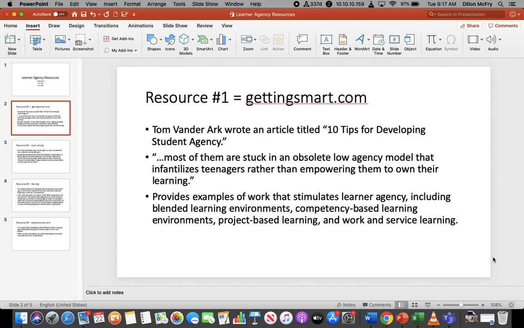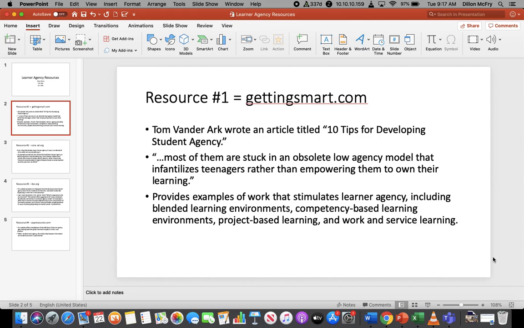Students are becoming more and more independent, and the learning styles, I think, are starting to vary a lot more. Because of that, I believe that teachers need to teach students in such a way that allows them to learn at their own pace and also to learn in ways that best suit them. What I liked most about this resource is that it provided examples of work that stimulated learner agency in students.